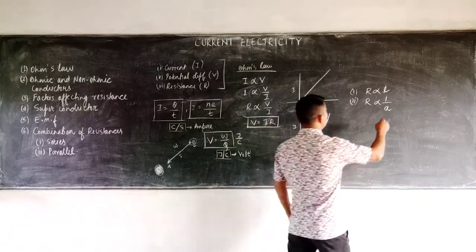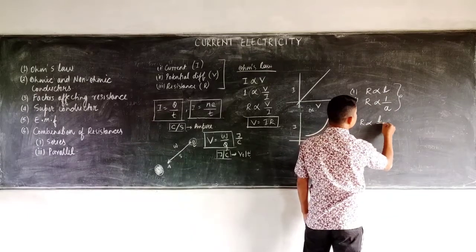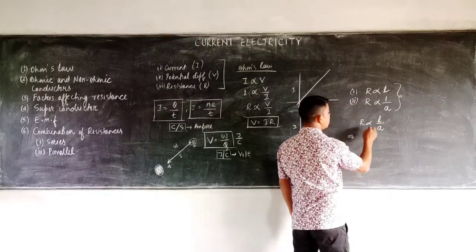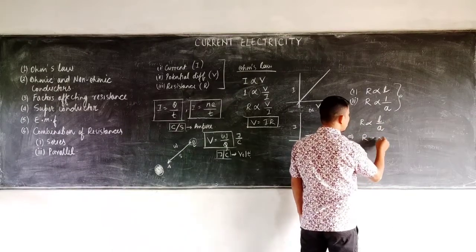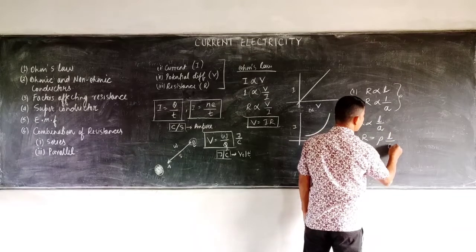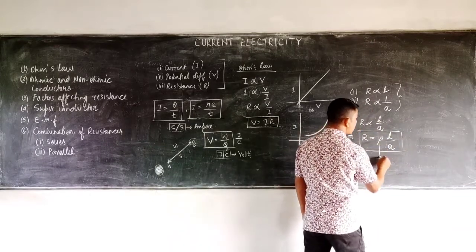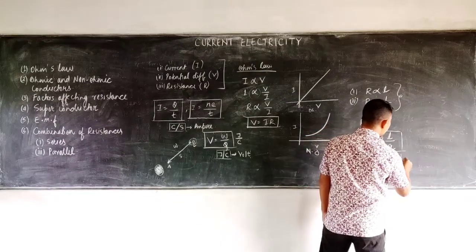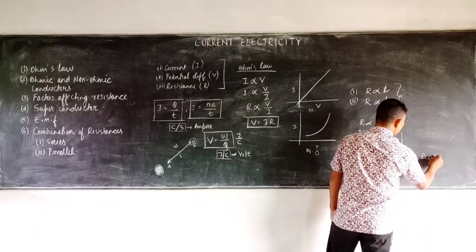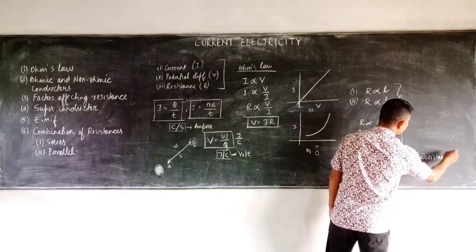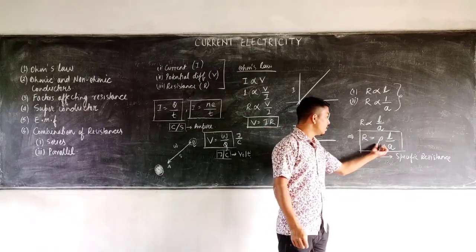Now if I combine both of these factors, then I will get R is directly proportional to L divided by A. Again, to remove this proportionality sign, I introduce one constant: R equals rho L divided by A. The name of this constant that I introduced is known as the specific resistance, or simply we can call it resistivity.